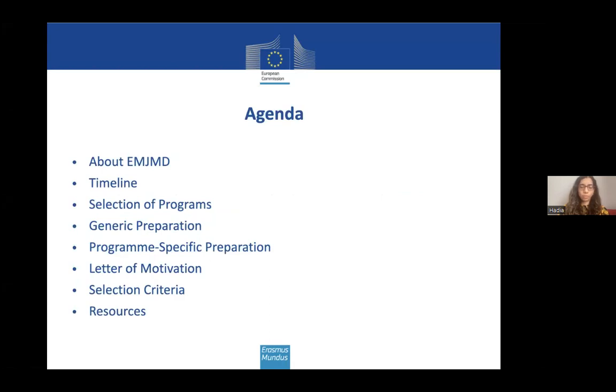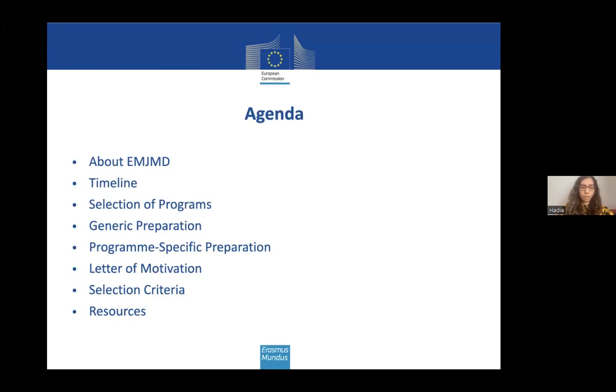Firstly, I will explain a bit about the Erasmus Mundus Joint Master's Degree Scholarships, what it is. Then we'll discuss the timeline of the scholarships, how it goes, when you should select the program, when you should apply, and stuff like that. Third, we will talk about the selection of programs. That's a very important step. As you are limited to 3 programs per applicant per year, you should be very cautious about which programs you are applying to.